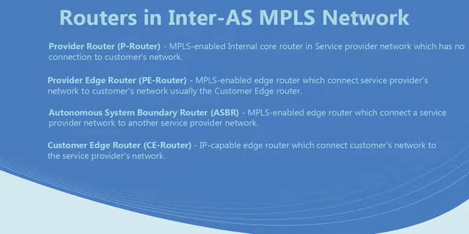There is also the customer edge router, which is IP capable because it does not exchange labels with a service provider network. It pairs directly with the PE of a service provider. And these are the routers that you will find in most of the MPLS networks around the world today. Particularly when you come across the ASBR, then you will be talking about an Inter-AS MPLS environment.